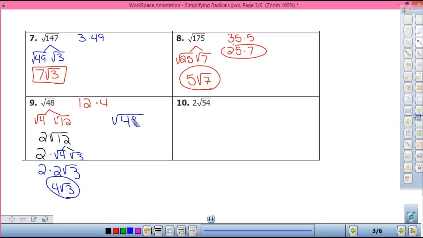Did anybody else use a different factor? Yeah? Alright, so now I'm hearing square root of 16, square root of 3. Okay, what's my square root of 16? So 4 root 3. Did we get the same answer? Yes. Which way was faster? The 16 and 3. So either way works. Okay, but it's a lot shorter process if you pick the biggest perfect square that goes into that.